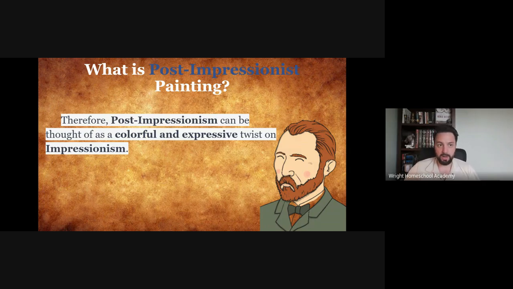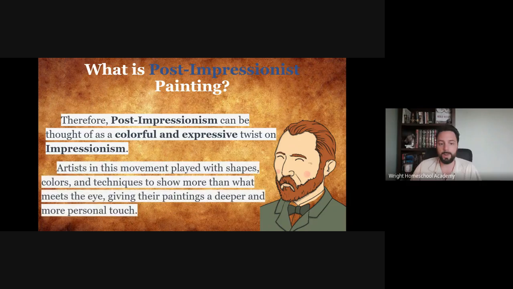Colorful is a good word there because unlike the Impressionists, the post-Impressionists didn't always use the same colors that they saw with their eyes. They might change the color of something, again, in order to make a deeper, more profound point. Artists in this movement played with shapes, colors, and techniques to show more than what meets the eye, giving their paintings a deeper and more personal touch.